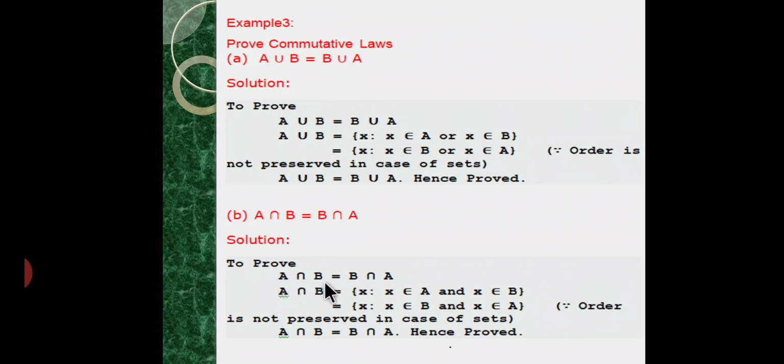To prove A intersection B is equal to B intersection A, we consider x in A intersection B, such that x belongs to A and x belongs to B. So we write this as x belongs to B and x belongs to A. From that x belongs to B intersection A. So here we consider x belongs to A intersection B. Here we prove x belongs to B intersection A. From this we write A intersection B is equal to B intersection A. Hence proved.